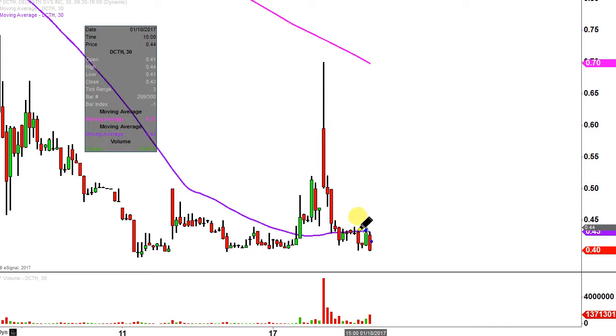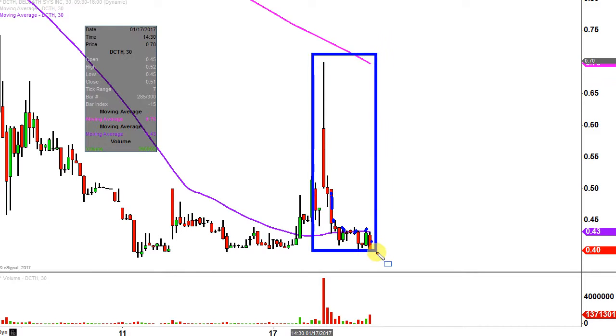Instead of each one of these candlesticks here representing one day's worth of price action, which is what you would normally see, each one represents 30 minutes. So while this here may look like several days worth of time, it's actually just today's price action broken down into 30-minute time slices.